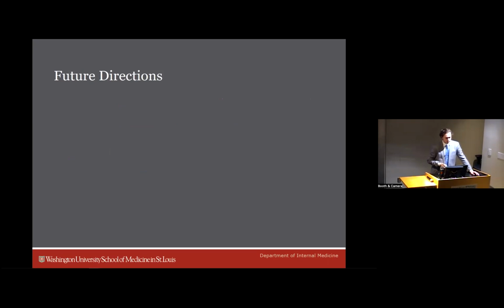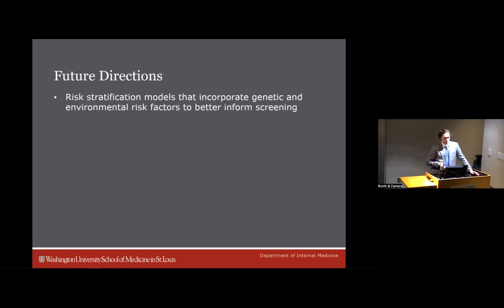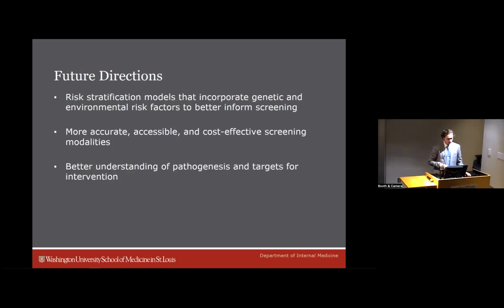And as far as future directions, I'm hopeful that in the not too distant future, we'll have even better risk stratification models than we already do that incorporate genetic data, environmental exposures, and risk factors to better inform who to screen early and how regularly to screen patients at a personalized level. Ideally, we'll continue to get more accurate, more accessible, cost-effective modalities for screening, whether that's improvements in the stool-based tests or novel things like circulating tumor DNA, but whatever it is, as long as it improves our ability to detect disease at an early curable stage, I'm happy with it.